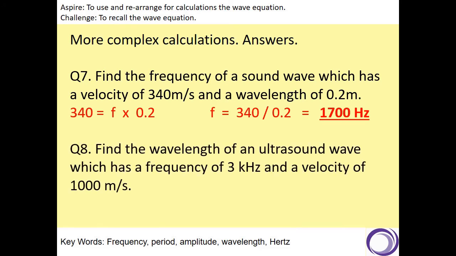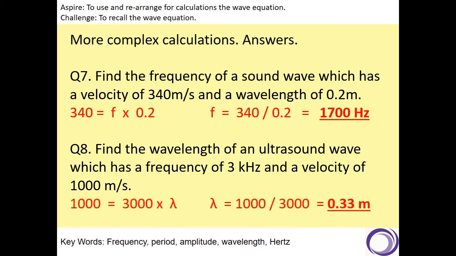Second one, don't fall for using 3 as your frequency. 3 kilohertz is 3000 hertz. So 1000 meters per second equals 3000 hertz times lambda, that's the wavelength. So the wavelength is 1000 divided by 3000, which is 0.33 meters. 0.3 recurring is fine, but if there's significant figures marks in the question, you won't get them. So just be a little bit careful with that. So it's 0.33 meters to 2 significant figures.